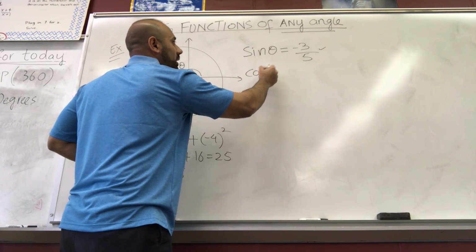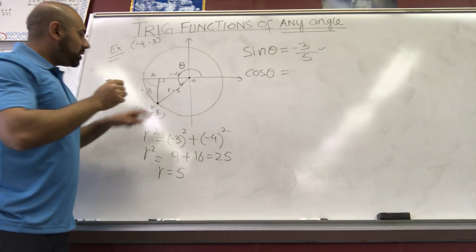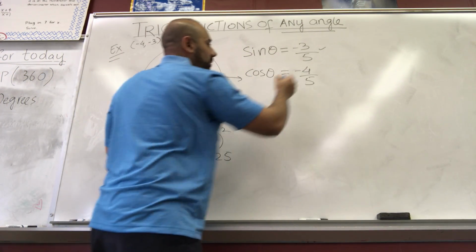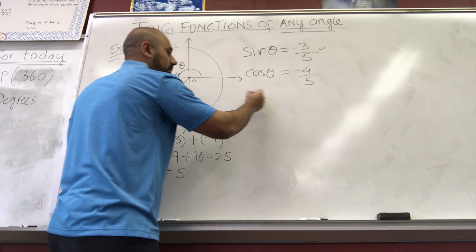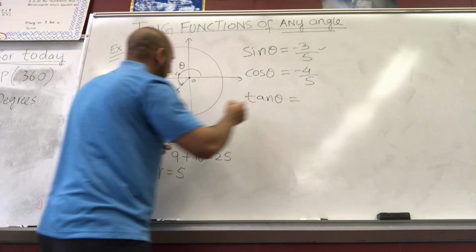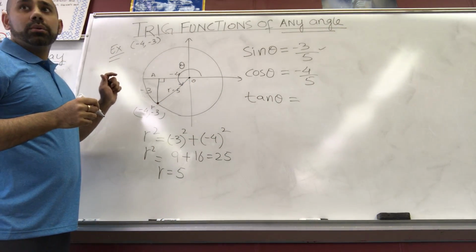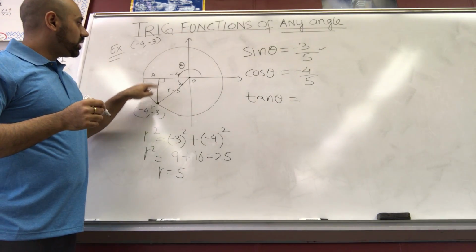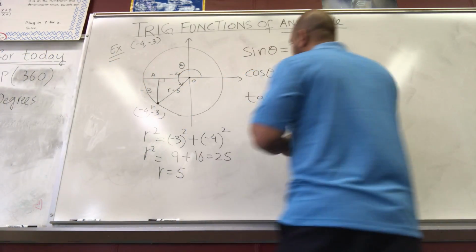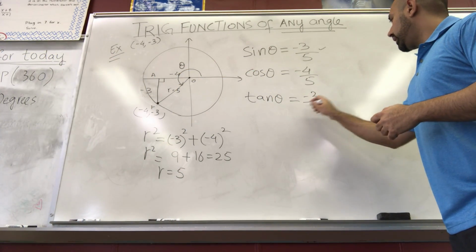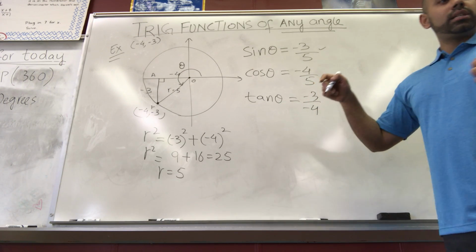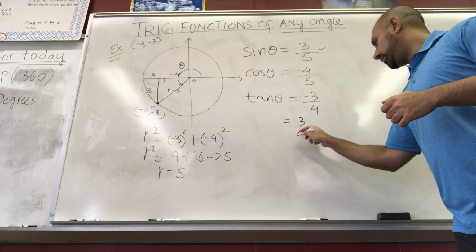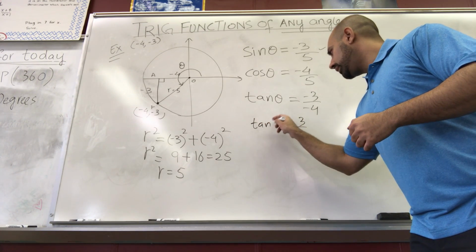Then you can write the cosine. It is the x value divided by r, which is -4 divided by 5. And what about the tangent? Tangent is y over x. So y is -3 and x is -4. So tangent would be -3 over -4. What happens to both of these negatives? They become positive. So tangent is 3/4. This is the tangent.